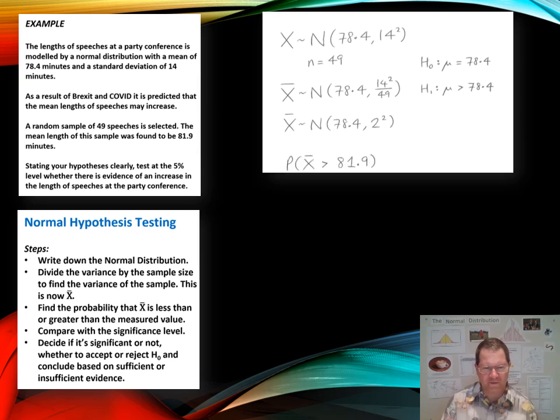For the third step, we've got to find the probability that x bar is less than or greater than the measured value. Okay, so we're talking about increase, so we want to find the probability that x bar is greater than this measured value of 81.9 minutes.